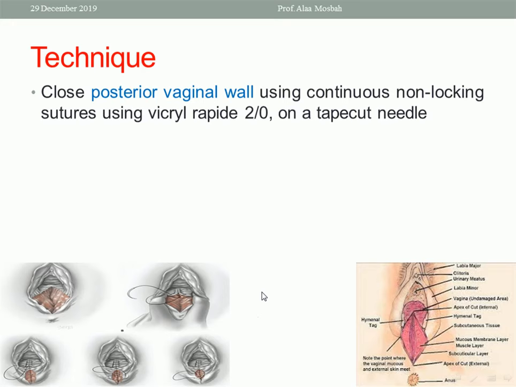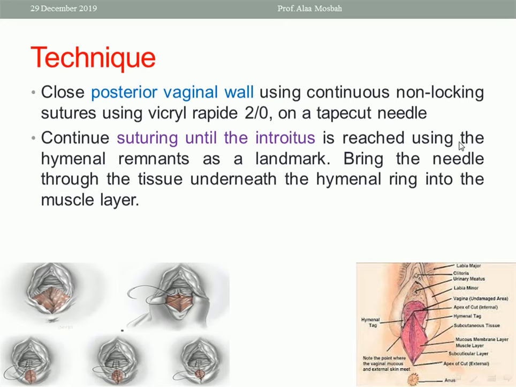With Vicryl Rapide. Continuous suturing until the introitus is reached, using the hymenal remnants as a landmark. So I'll complete the vaginal wall here, as in the picture, till reaching the hymenal remnant. This is a landmark that the posterior vaginal wall is sutured. Okay, then bring the needle through the tissue underneath the hymenal ring into the muscle layer. Then pass the needle, okay, in the muscle layer here.